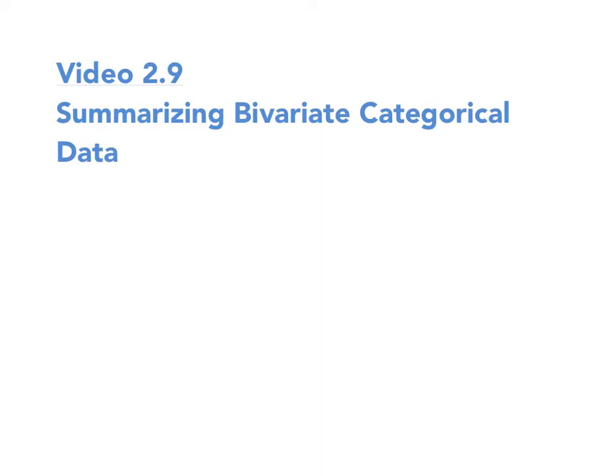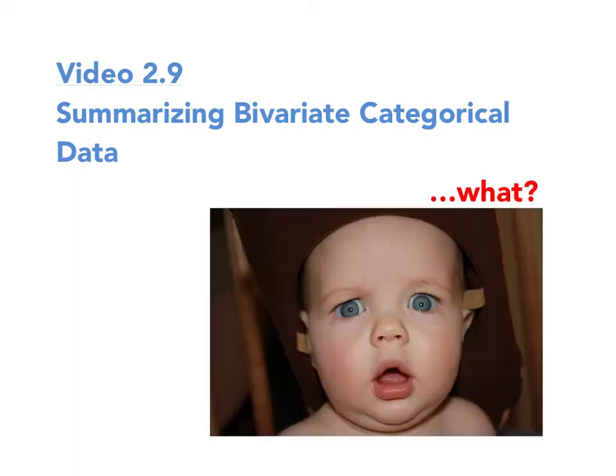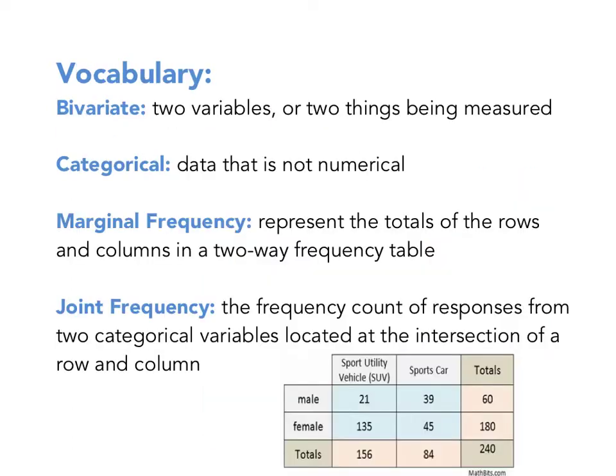We are on to video 2.9, summarizing bivariate categorical data. What does this mean? Don't worry, it's not that confusing. It's just a very long title for a pretty simple process. Get your notes ready. You're going to have to write down some tables and write down some questions that we're going to answer. But first we start off with vocabulary.